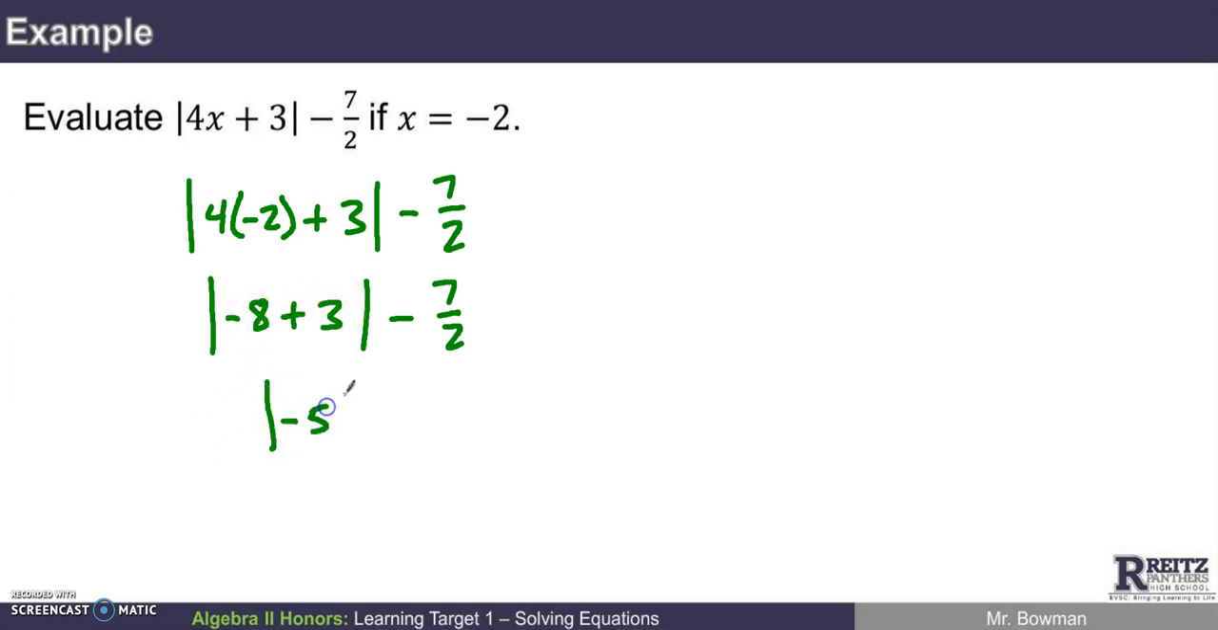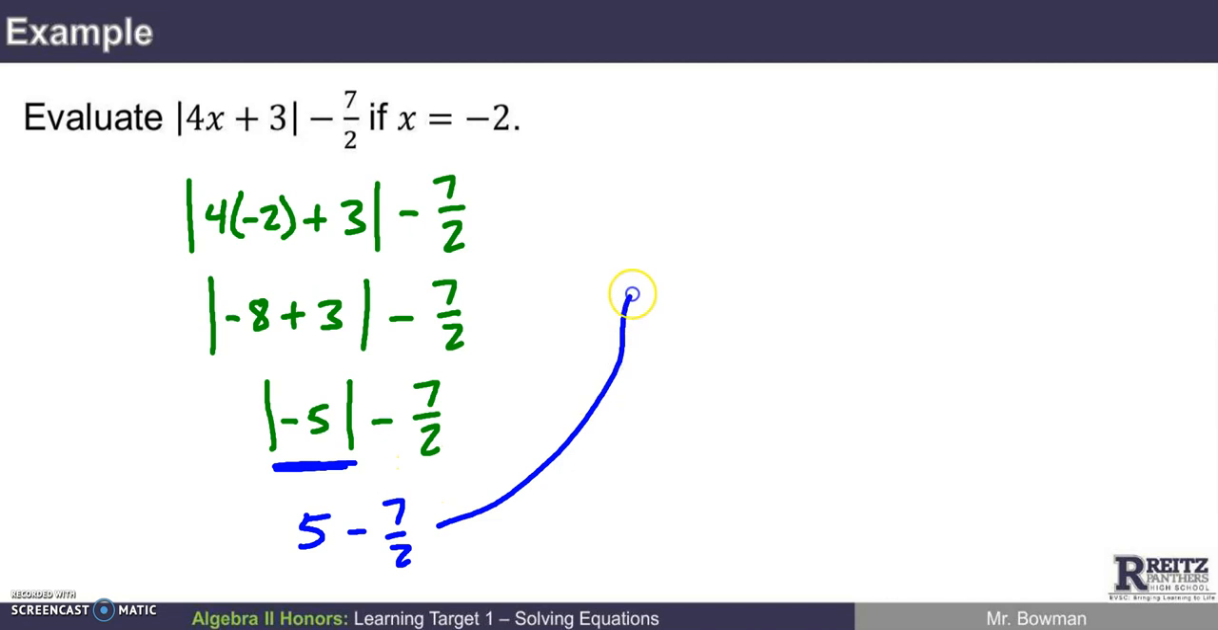And I've reached that key point again where I've simplified what's inside the absolute value bars as much as possible. Now I need to figure out what the absolute value of negative 5 is. It's 5. And 5 minus 7 halves.